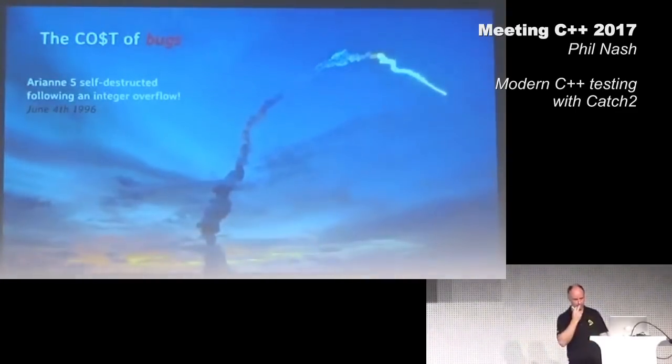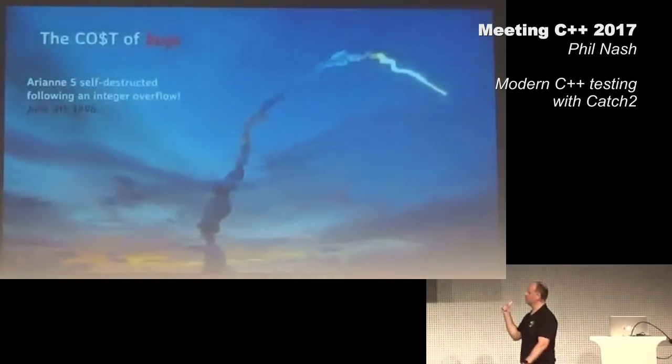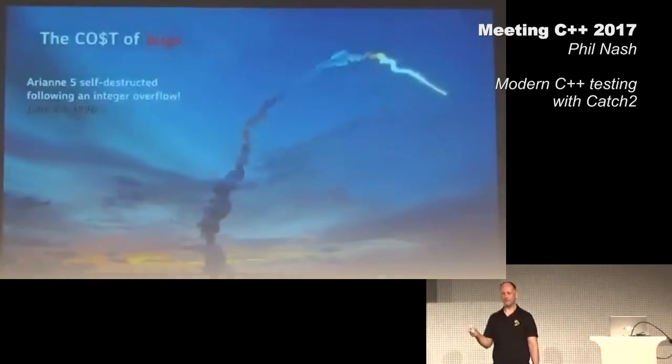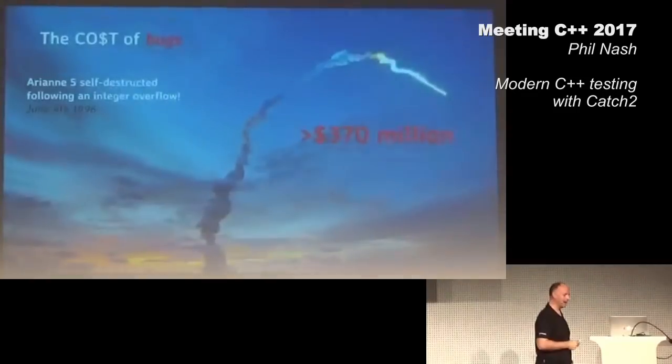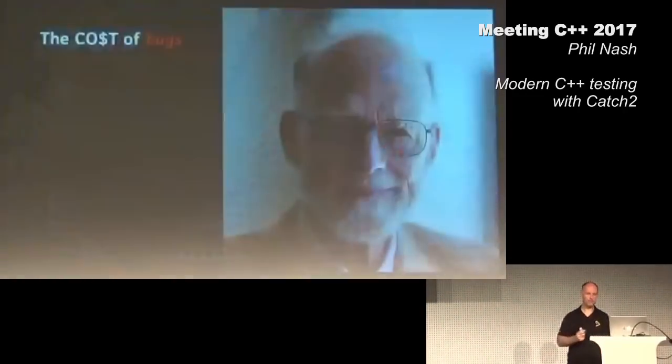Sticking with rockets, slightly more recently, the Ariane 5 in 1996 self-destructed after an integer overflow. The worst part about this one is that the code wasn't even meant to have been in that mission. It was left over from a previous mission. And that had a cost associated with it of $370 million. So creeping up. But it's not all rocket science.